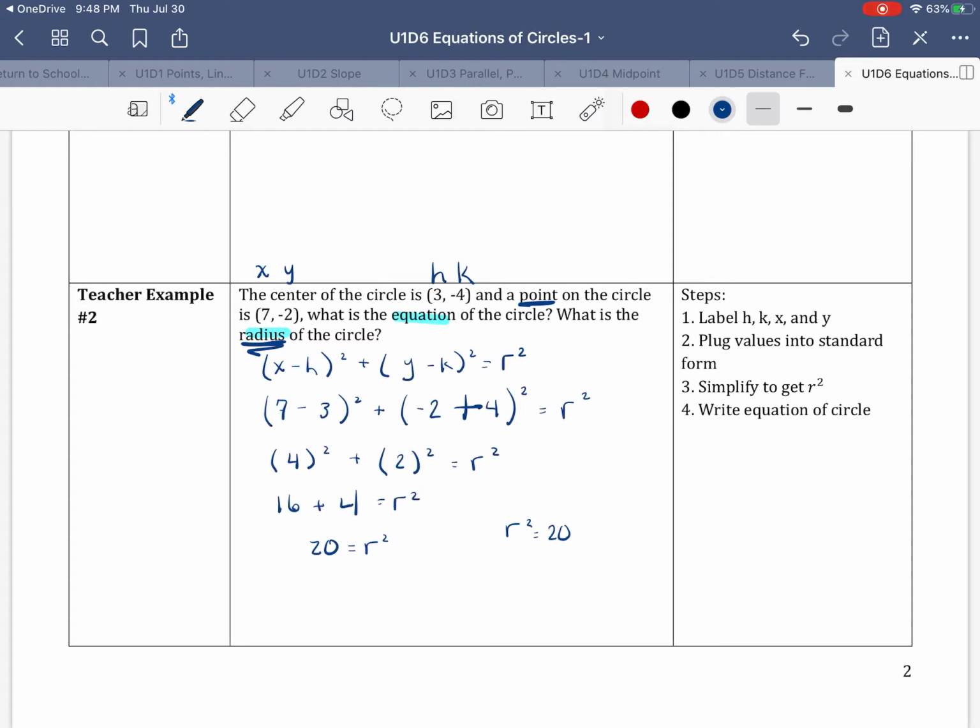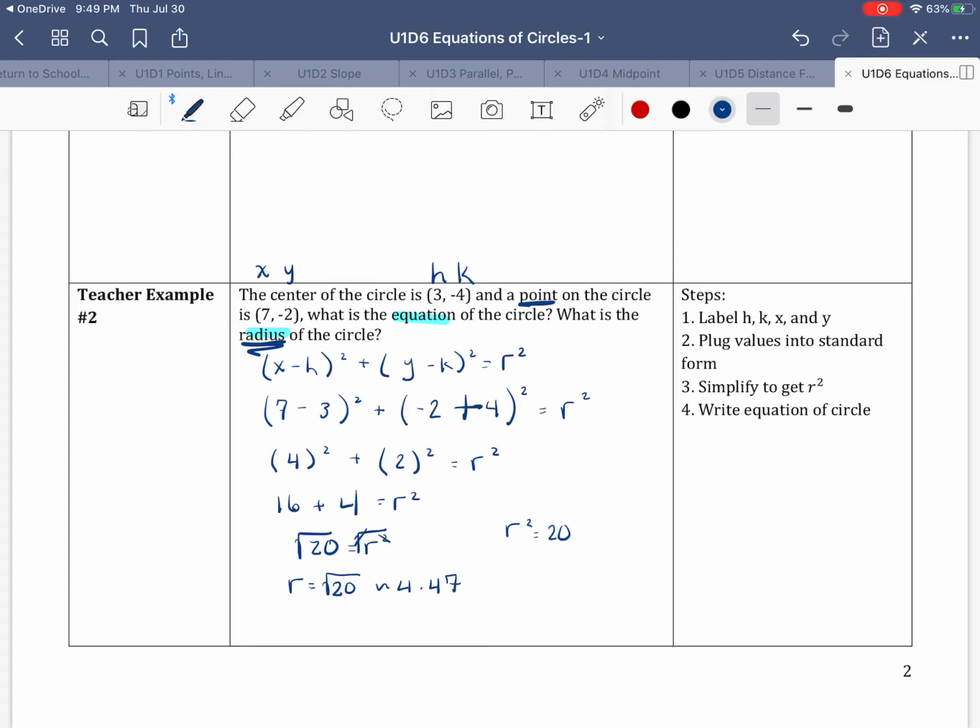But in order to solve for the radius, which is one of the questions here, we do need to solve for R. The inverse of a square is a square root, so we're going to square root both sides. The square and the square root cancel each other out, leaving us with R, and we get the answer to be the square root of 20. And if we simplify that into a decimal approximation, we get 4.47. All right, now we have one of the answers we're looking for. We know what the radius is, 4.47, approximately.